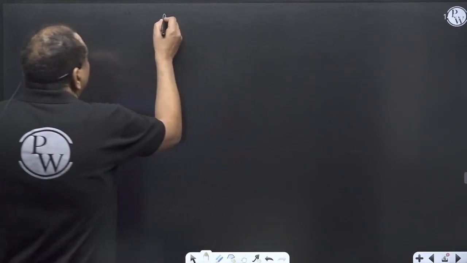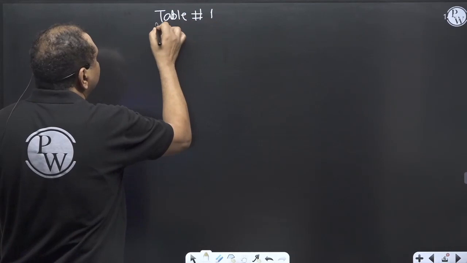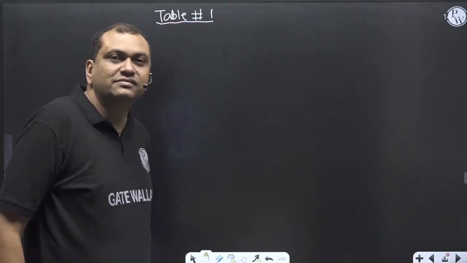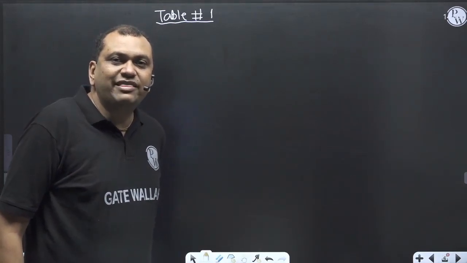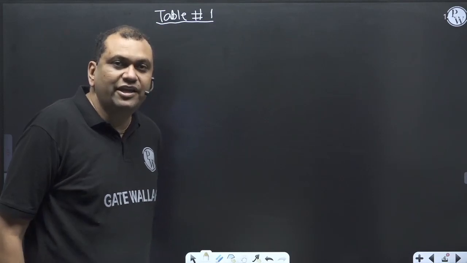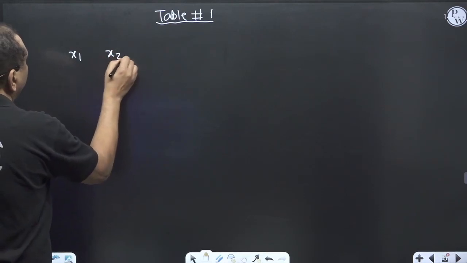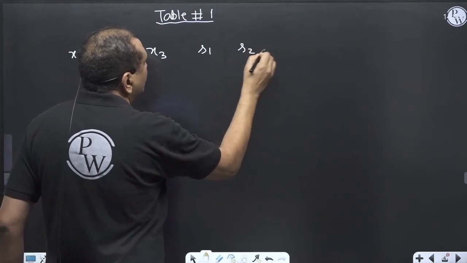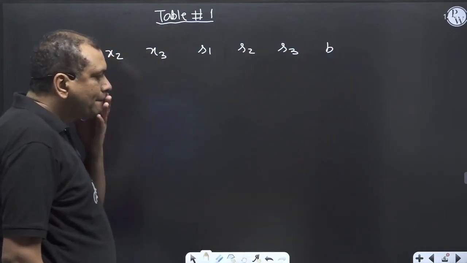All right? So now let us make a table. Table number 1. So write all the variables in the objective function: x1, x2, x3, s1, s2, s3, and b. b is the right hand side.